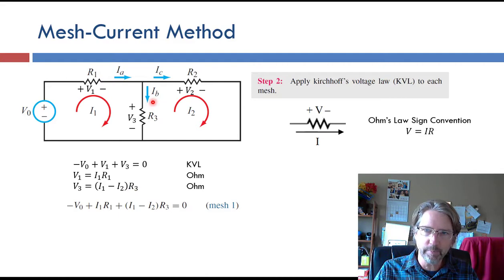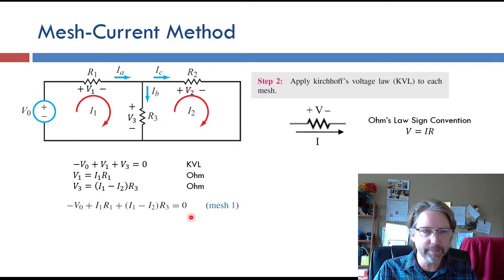Or if you remember back on a previous slide when we did IB times R3 is V3, and IB is I1 minus I2. So you have a positive sign if the current goes from plus to minus, a minus sign here on I2 because I2 goes from minus to plus. So we combine Kirchhoff's voltage law and Ohm's law, and we get our first mesh equation down here.